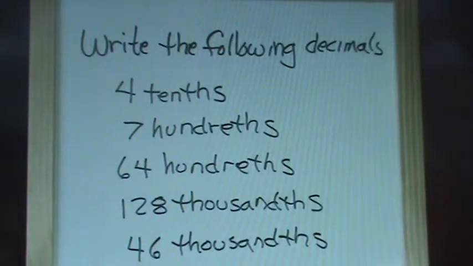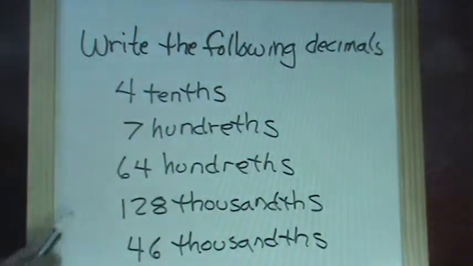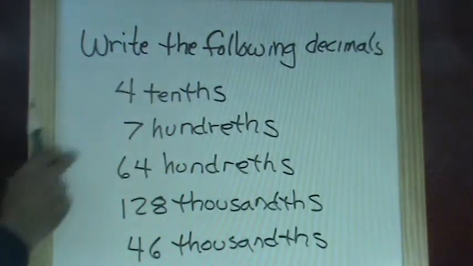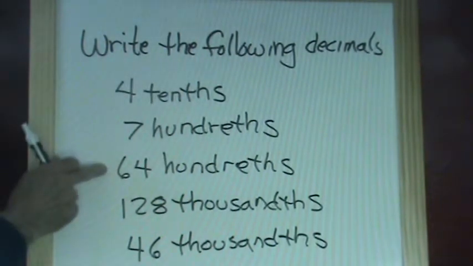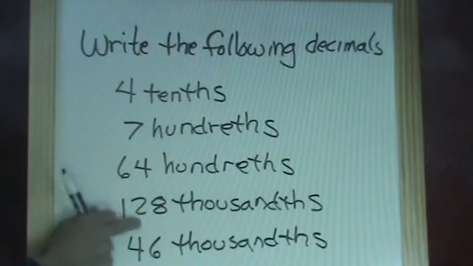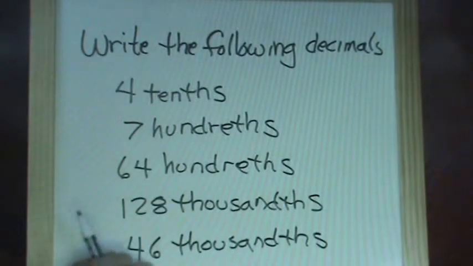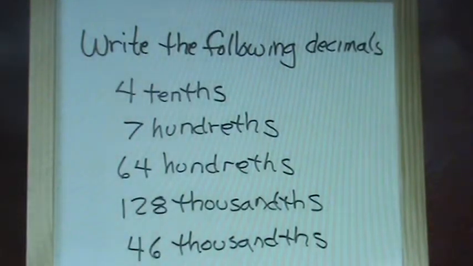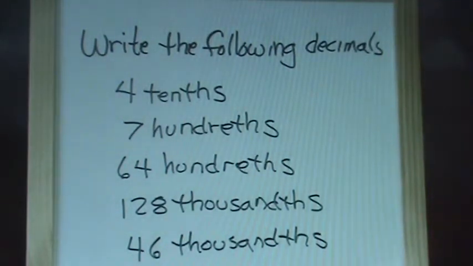Here are some practice exercises for you to do on your own. It says write the following decimals: 4/10, 7 hundredths, 64 hundredths, 128 thousandths, 46 thousandths. So what I'd like you to do on your piece of paper or in your notebook, if you're working in a notebook, put the DVD on pause so you can see the screen and complete these problems, and then turn the DVD back on again, and then we'll go over the answers and see how you did.